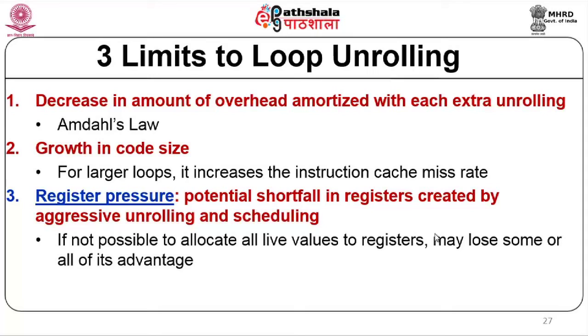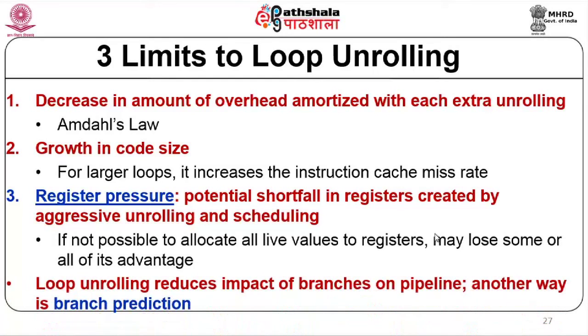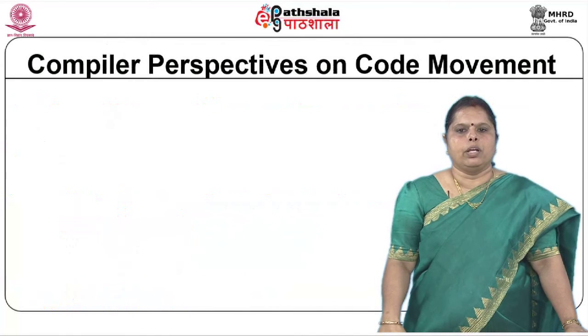The third limitation to loop unrolling is the register pressure. Because there are only a limited number of registers available in the processor, you may not have enough registers to use for unrolling, because of name dependencies, you will have to look at bringing in different registers. So, register pressure may not allow you to do enough loop unrolling. Loop unrolling reduces the impact of branches on a pipeline because you are removing all the loop maintenance code. Another way is branch prediction. You do a static branch prediction, and based on that you do loop unrolling, and you are also going to remove all the loop maintenance code.